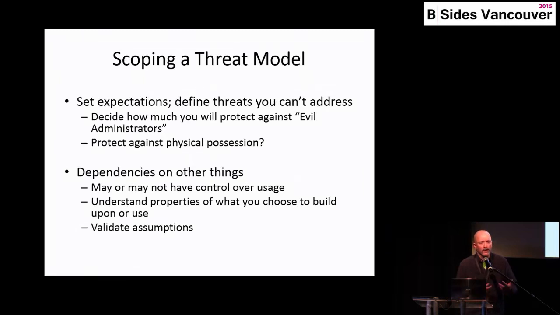You need to know what you're dependent on. You may or may not be able to control how you use it, but you need to know what it is and understand the properties. OpenSSL is a fine library. If you depend on OpenSSL, it's good to know that you're making that dependency, because when OpenSSL gets broken, you can take appropriate action. Finally, part of doing a threat model is listing your assumptions, and then you go back and validate them.